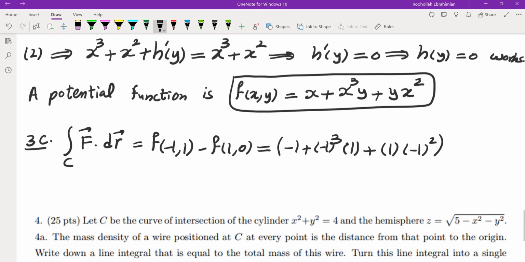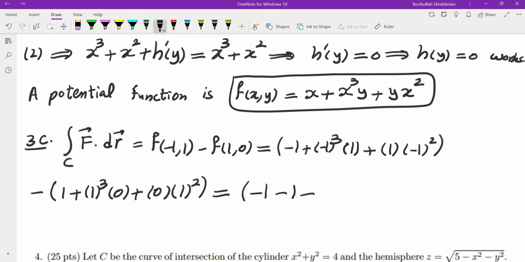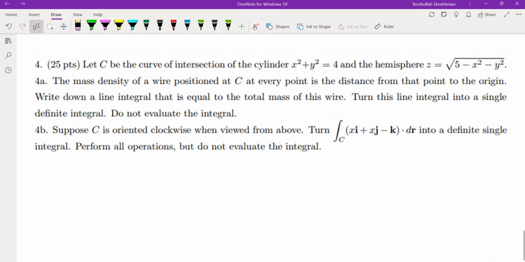That's f of -1, 1 minus f of 1, 0. So that would be 1 plus 1 cubed times 0 plus 0 times 1 squared. So this would be -1 minus 1 plus 1 minus 1. And the rest is going to be 0. So that's -2. So that's the answer. Okay, so the last problem.